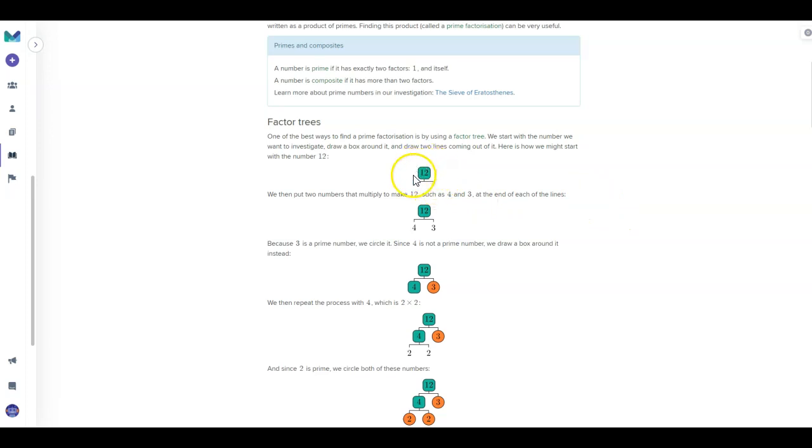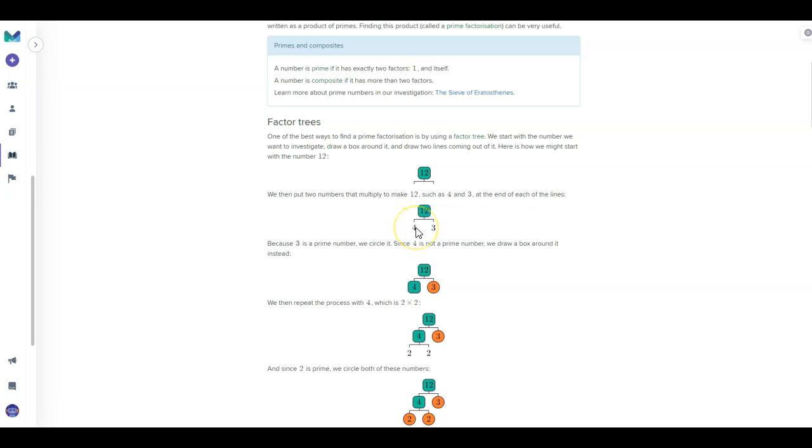So what we have is our number that we're starting with, the number 12. We pick any 2 factors, so any 2 numbers that can multiply together to give us the number 12. In this example, they chose 4 and 3. Of course 4 times 3 would give us 12. We now look at those numbers and decide if any of them are prime. First of all, is the number 4 prime? Well, no, it's not, because you not only have 1 times 4, you also have 2 times 2. So it's a composite number.